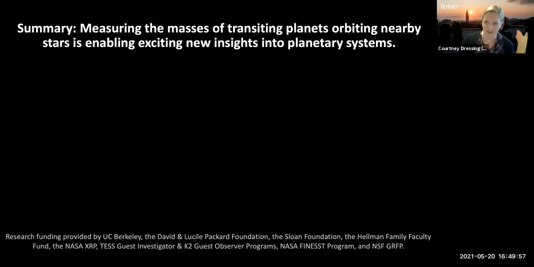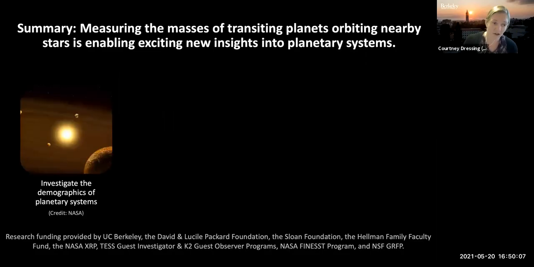Okay, so to summarize, what we're doing as a team at Berkeley is to take advantage of the large population of transiting planets detected by Kepler and K2 and TESS in order to really understand the diversity of planet populations and get to know individual planets in more detail. We're looking at the demographics of planetary systems by doing follow-up observations of a large number of candidates. I didn't talk about it today, but we also have a large AO program to study which of these targets are real and which ones are likely to be false positives.